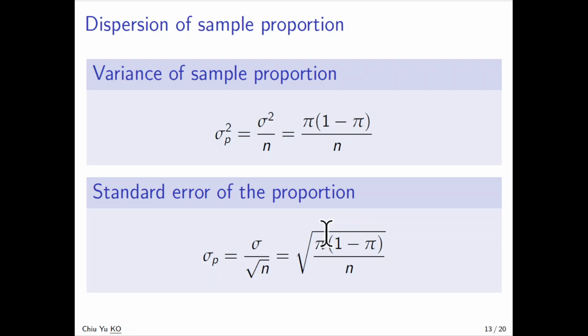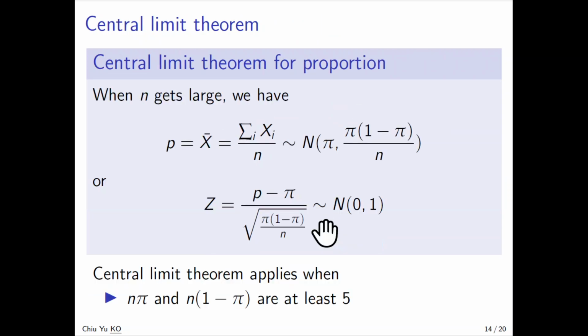And the central limit theorem also applies, right? So when n gets large, this p will be approximately normal with mean pi and variance pi times 1 minus pi over n. So that means the z, which is p minus pi over the root of pi times 1 minus pi over n, will be normal 0, 1.